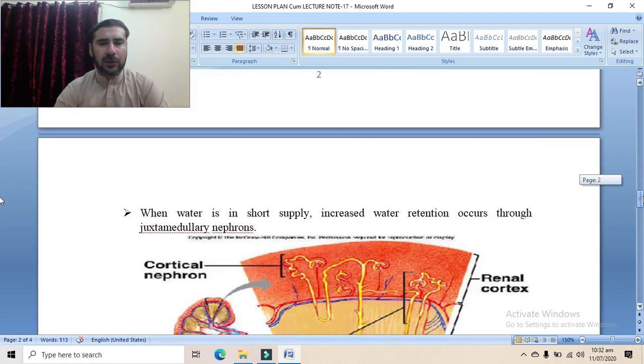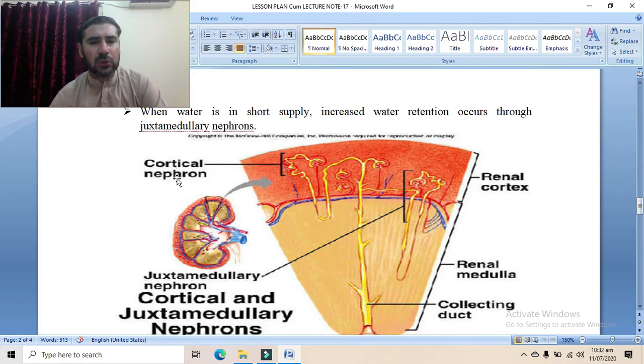We will observe it diagrammatically. So these are the cortical nephrons. Now here, this is the renal corpuscle region, which consists of glomerulus and Bowman capsule, and their loop of Henle is short. Look at here, this is a short loop of Henle.